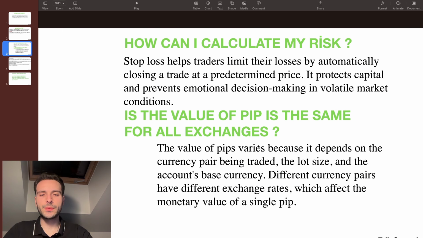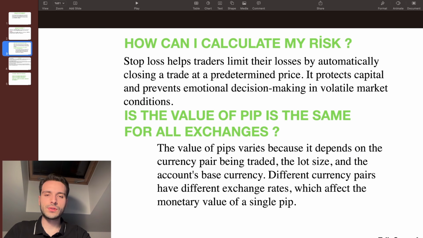Is the value of a pip the same for all exchanges? No. Each currency has different exchange rates, monetary policies, values, etc. So if you ever think 10 pips means $10, it is not. If you don't know the value of the pip, and you think that on every chart 1 pip is $1, no, it is not, so you may open a wrong position.